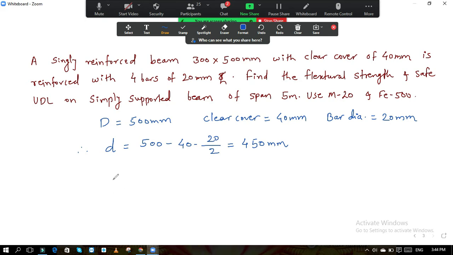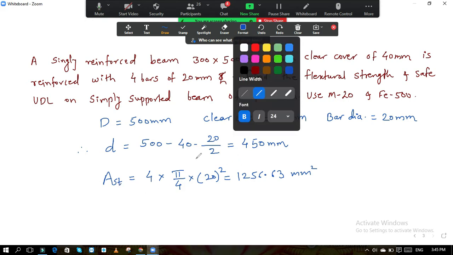Now what will be the area of steel, Ast? So Ast is equal to 4 bars are given, each of bar diameter 20 mm. So 4 into pi by 4 into 20 square. Let me know the answer. 1256.63 mm square. This is our value of area of steel. Okay. Now after this we will calculate Xu.